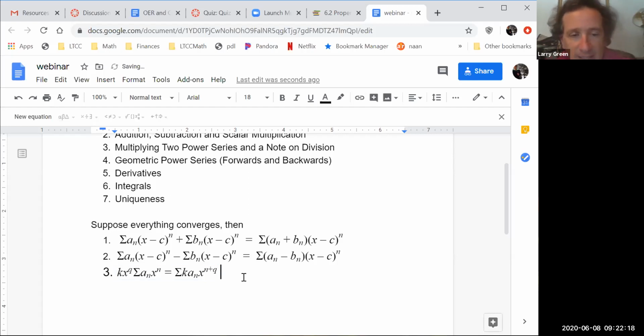Because the idea is that you can use the rules of exponents. X to the q times x to the n is x to the q plus n. It's a little more standard to write m plus q, so I'm writing it that way. Any questions on this?